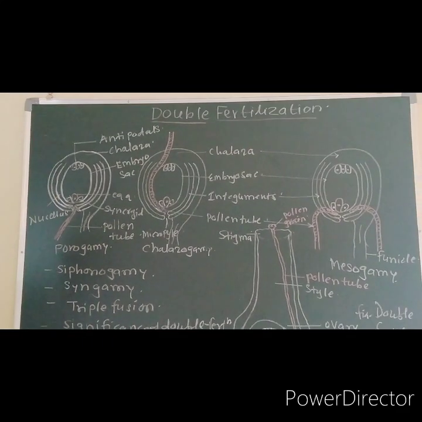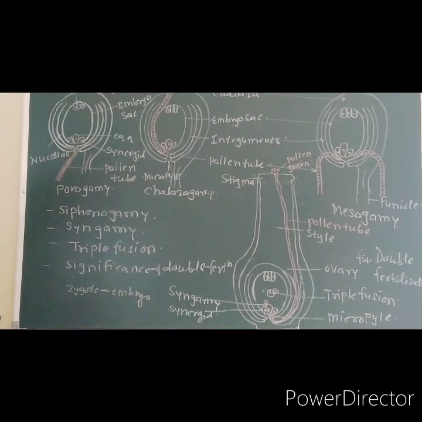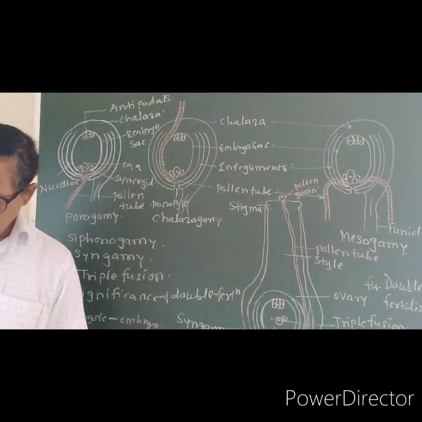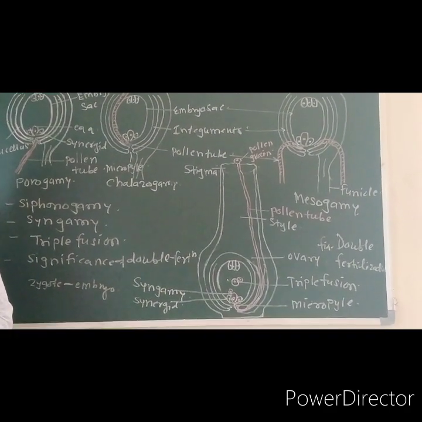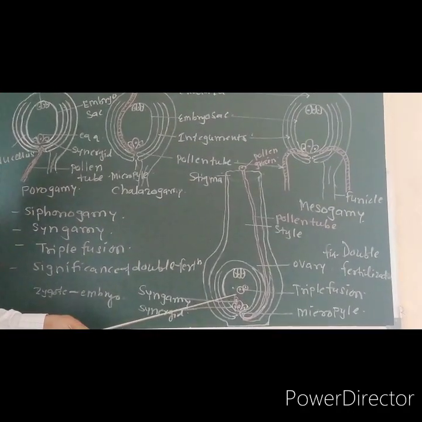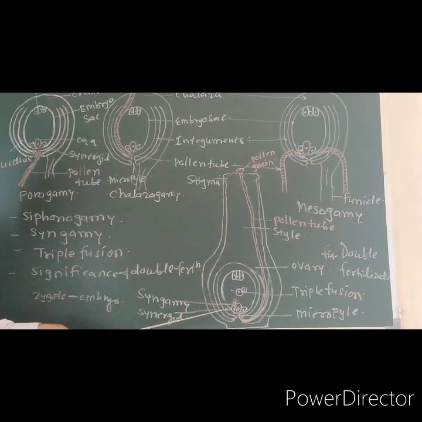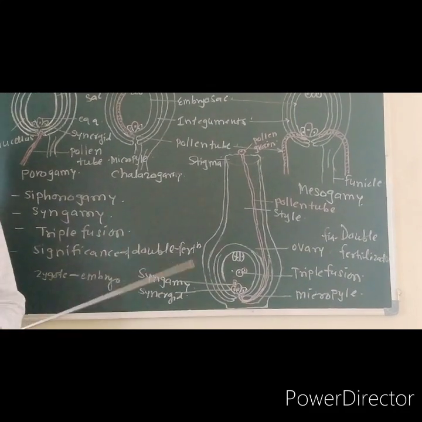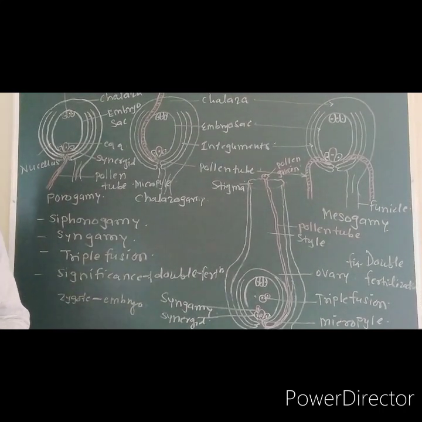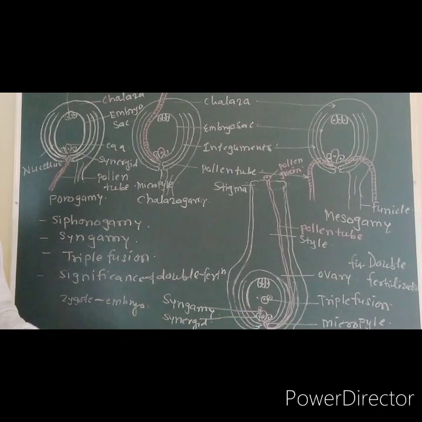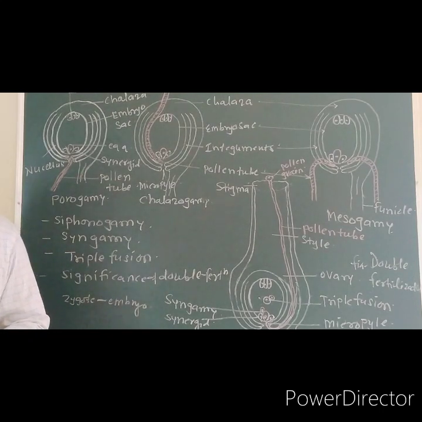Now what are the significances of double fertilization? The first, the process of double fertilization is one of the unique features of angiosperms. Second, the diploid zygote produced in the first fertilization forms the embryo. Third, the triploid primary endosperm develops into nutritive endosperm tissue.